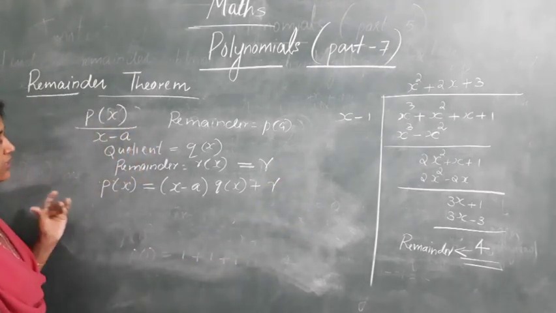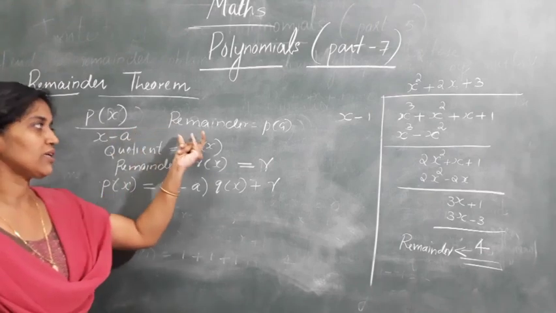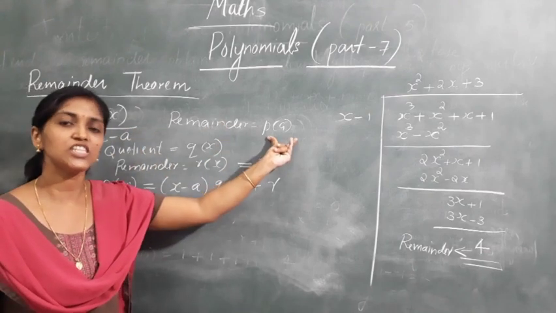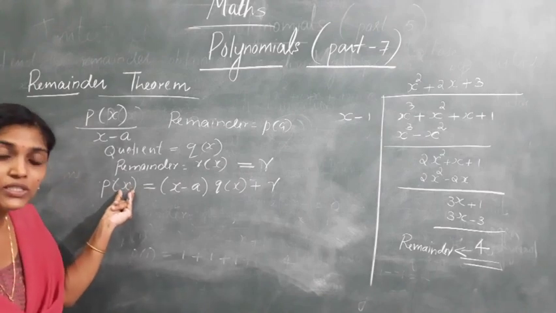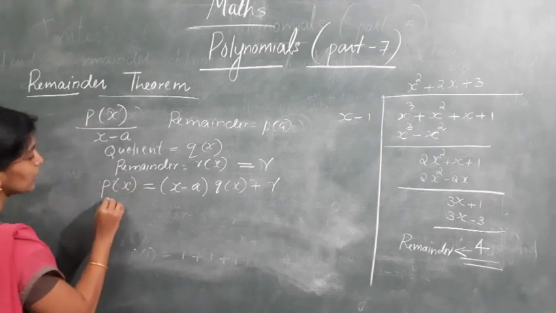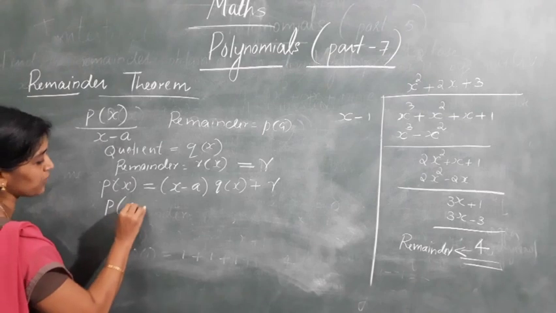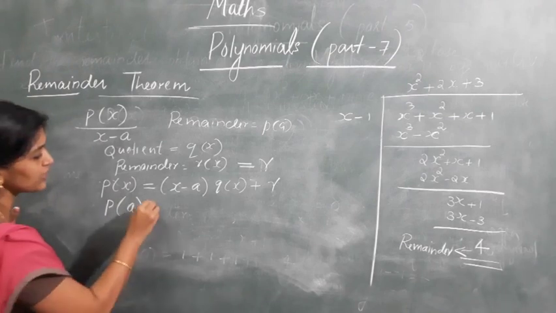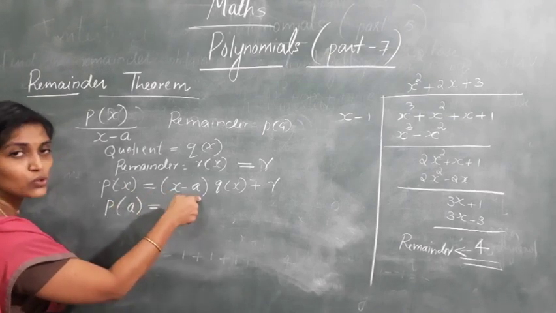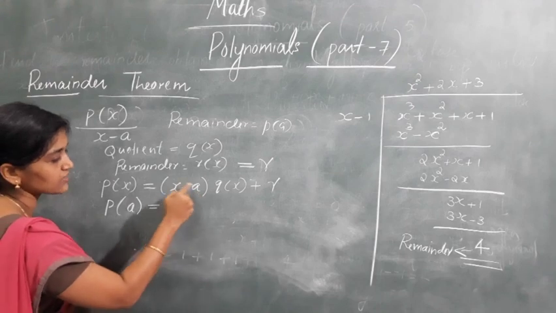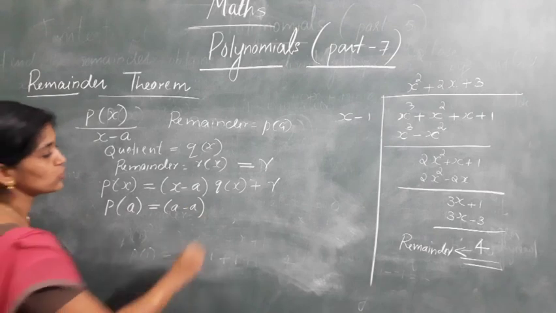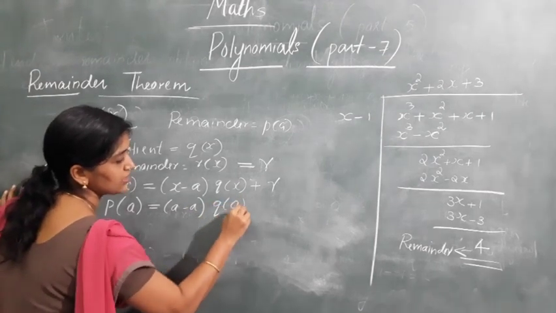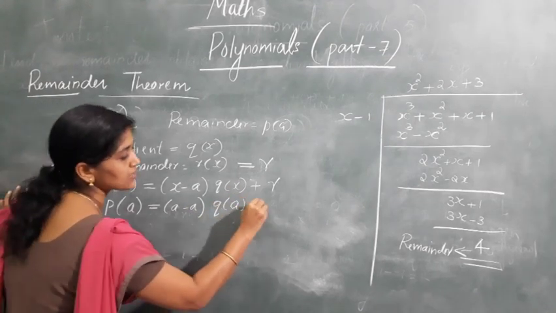Now we know that, according to the theorem, our remainder is p of a. Instead of x, we give a, so it becomes p of a. P of a is equal to: all the x changes to a. So x minus a, x changes to a. We get a minus a into q of a, plus r.